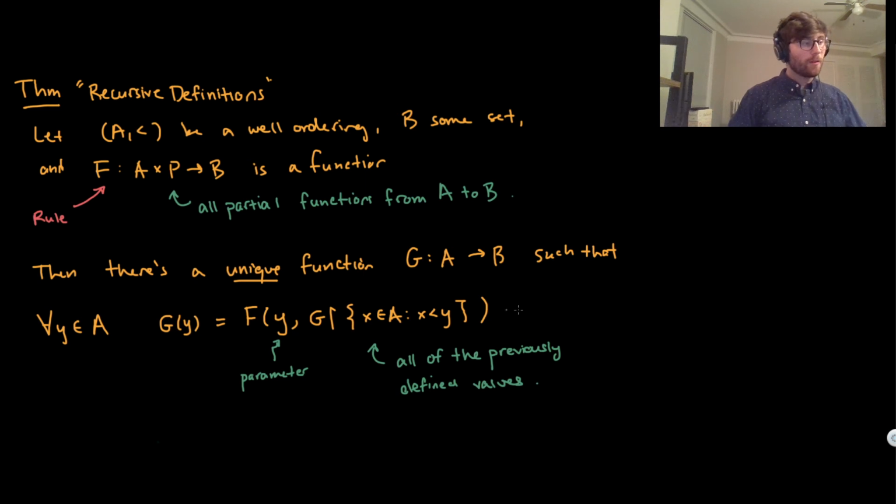So just remember, if you have a function, this notation here means that we're taking the function and restricting the domain to this set here. So I'll write it over here. G restricted to this set is the function G with domain this set here.